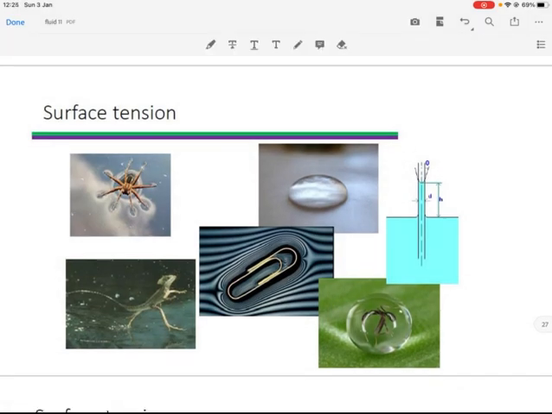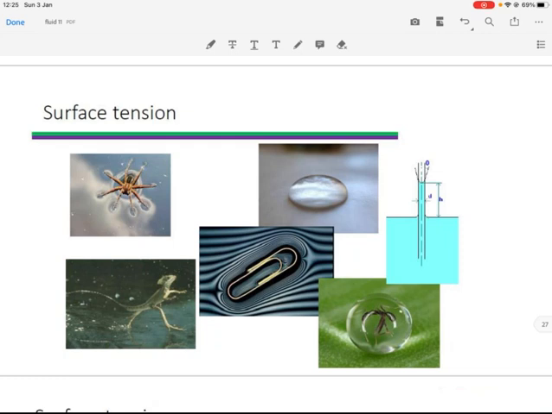Now I begin to talk about surface tension. That is the last part of fluid statics, right? Surface tension, like I mentioned, if you look at the pictures on this slide, you see that they are all phenomena related to surface tension of liquids.